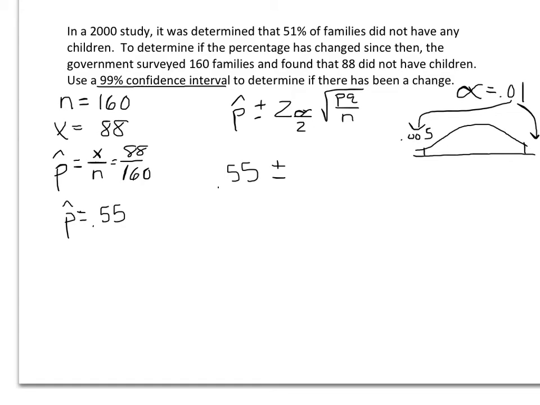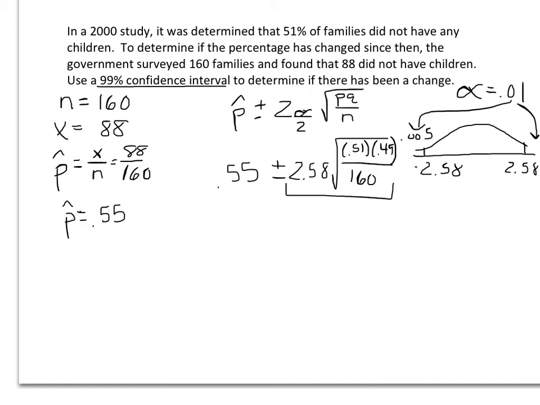I use my graphing calculator and I find 2.58 as my number. So I'm going to plug 2.58 in as my z, multiply it by my standard error, which is the square root of p, 0.51, times q, 0.49, divided by my sample size of 160. Reminder, this is referred to as my margin of error.